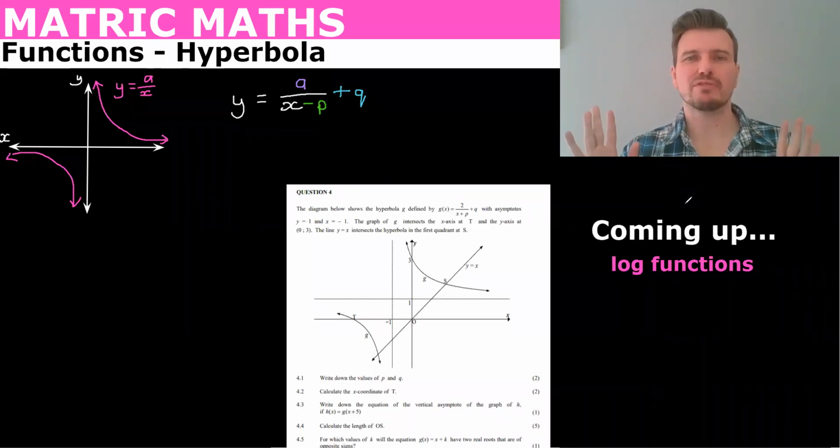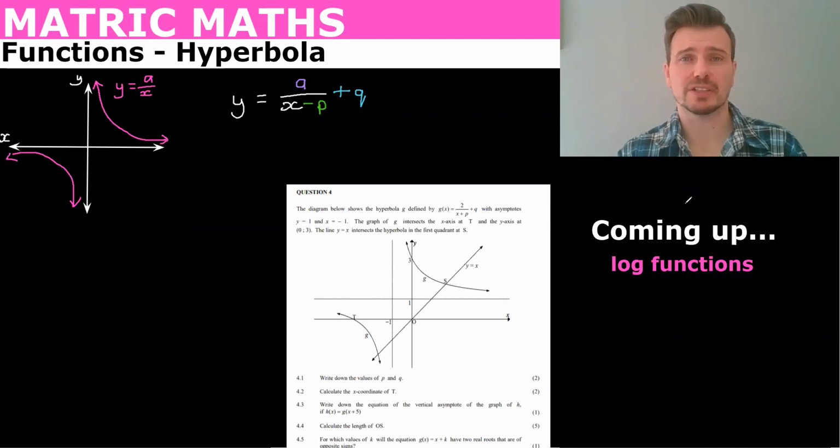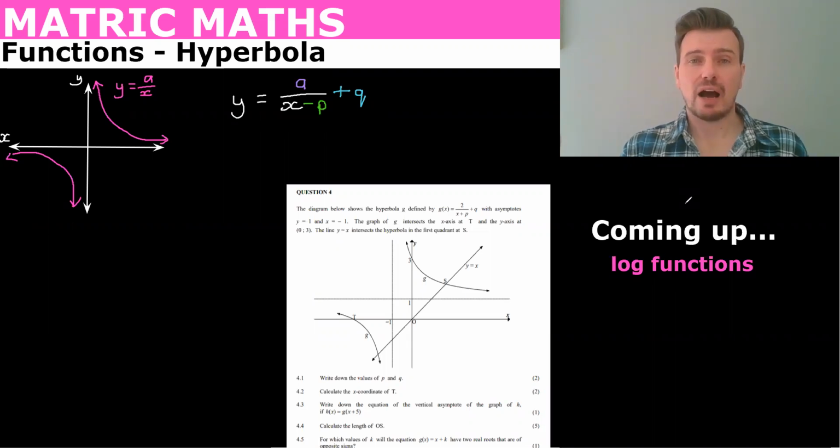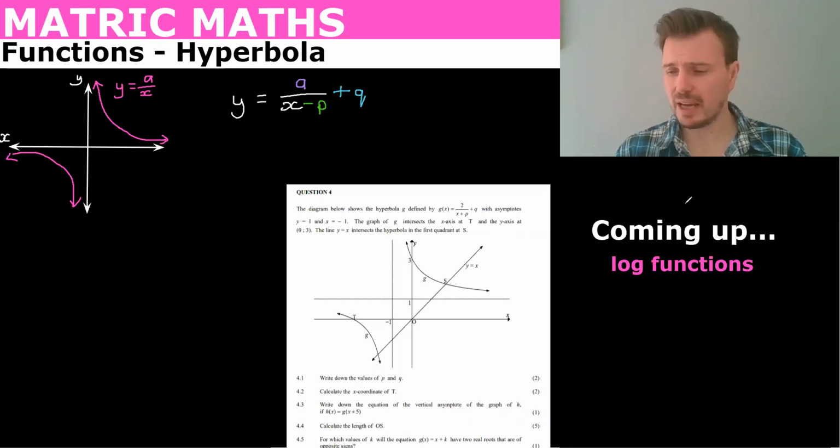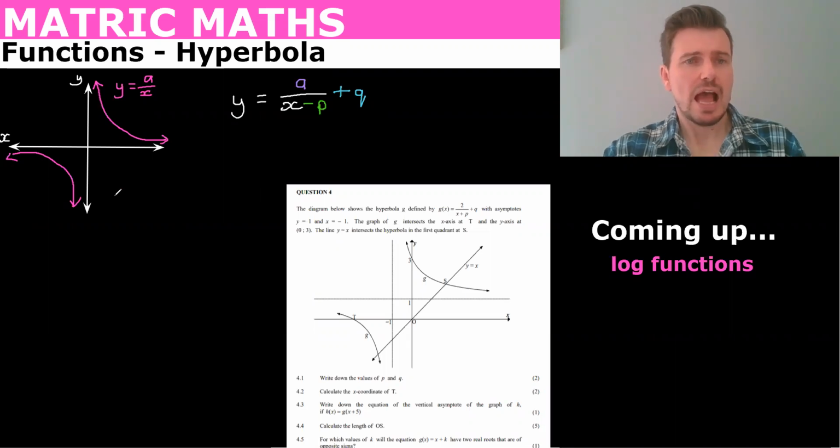Today we are carrying on with functions and we're looking at hyperbola functions. Now, the key to understanding hyperbola functions is just to know what a normal hyperbola function would look like and then how that would change based on the numbers that you are given. So let's look at, in pink, I've drawn a normal sort of hyperbola function. And this is the general form. So y equals a over x minus p plus q. So depending on a, p, and q, this can change.